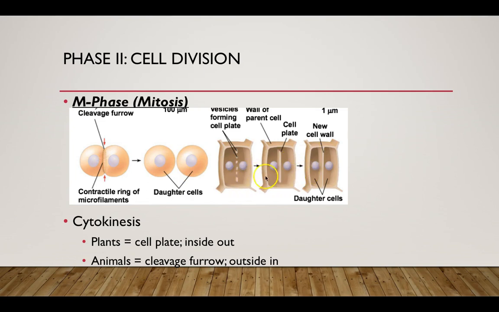Here you see a plant cell. Plant cells divide the cytoplasm from the inside out. So what you're going to have with plant cells is a bunch of Golgi that actually line up in the middle, and then they begin secreting the cellulose that is going to form a cell plate, which will ultimately combine with the external parts of the cell wall to make two new cell walls for those daughter cells. So plant cells divide from the inside out. Animal cells divide from the outside in.